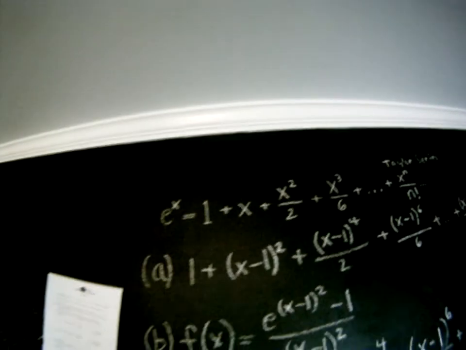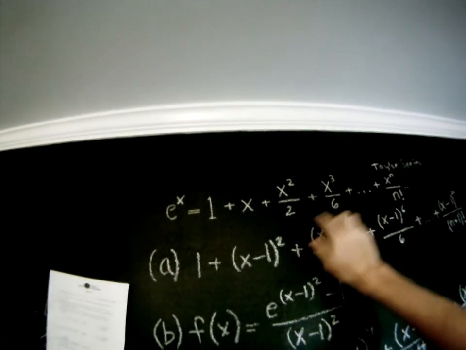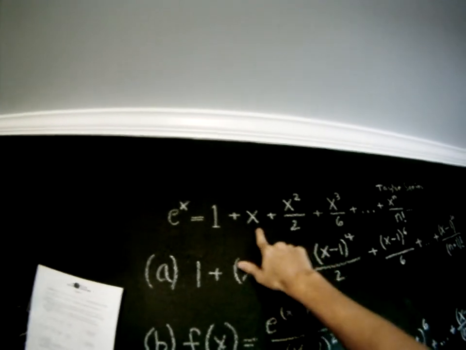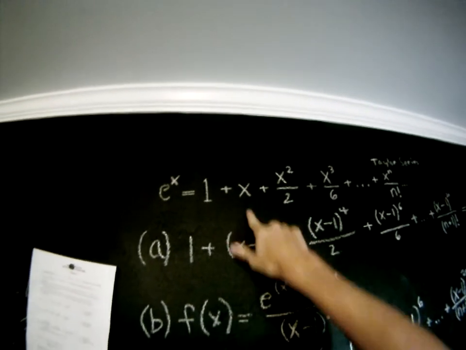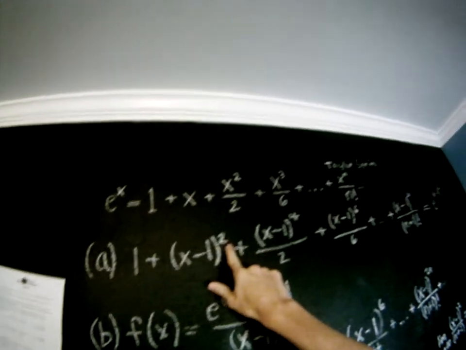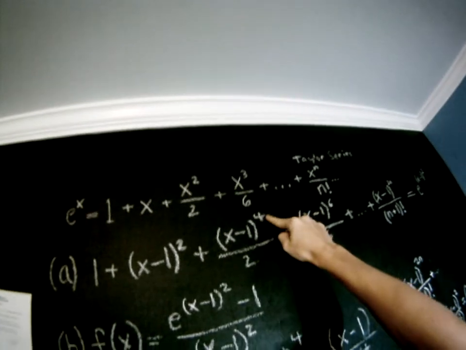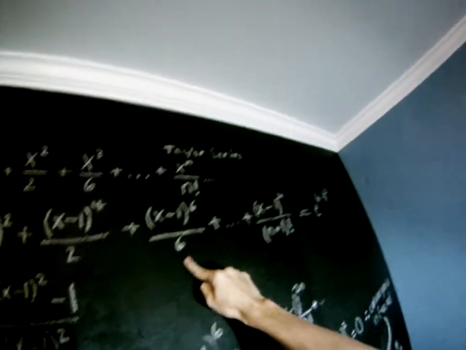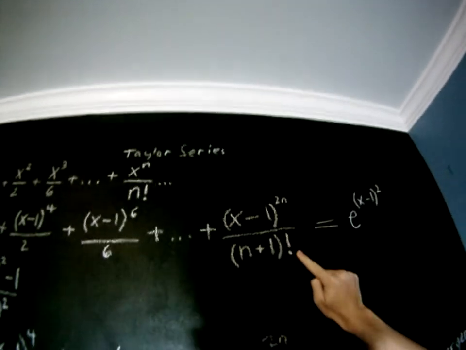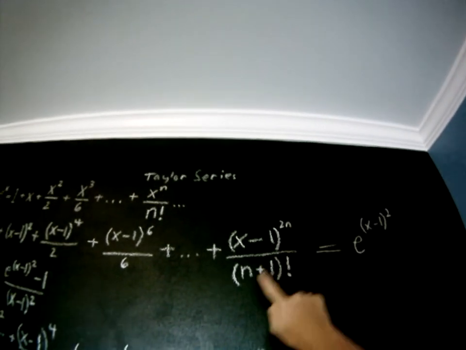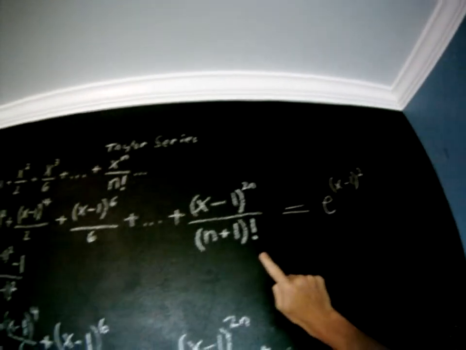So, since they've given you this, all you really have to do is plug in (x minus 1) squared into all the x's. And so we substitute in here for (x minus 1) squared, and (x minus 1) squared to the square is (x minus 1) to the fourth over 2, and so on. And you get the general term, which is (x minus 1) to the 2n over (n plus 1) factorial.